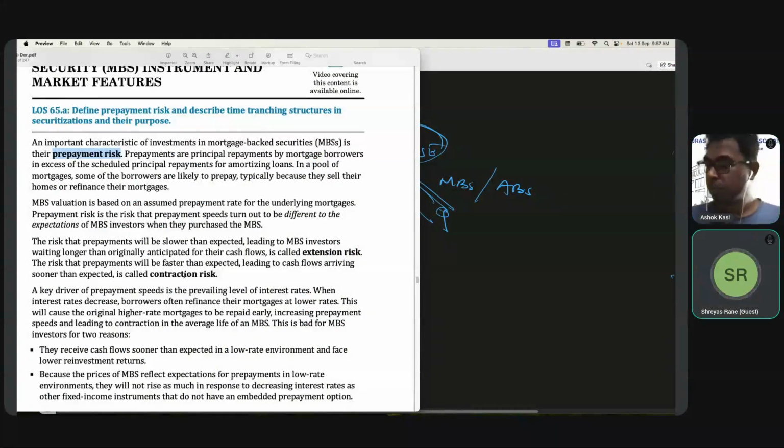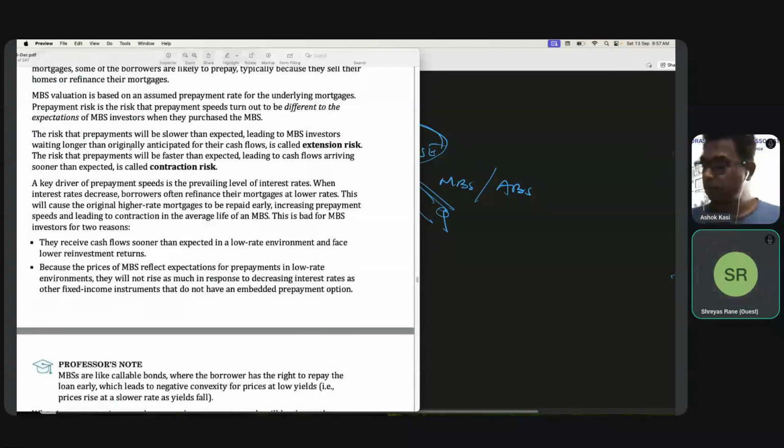Okay. Now, contraction risk and prepayment risk are same only. The risk that prepayment will be faster than expected, leading to cash flows arriving sooner than expected, is called contraction risk. Contraction risk and prepayment risk are same only.